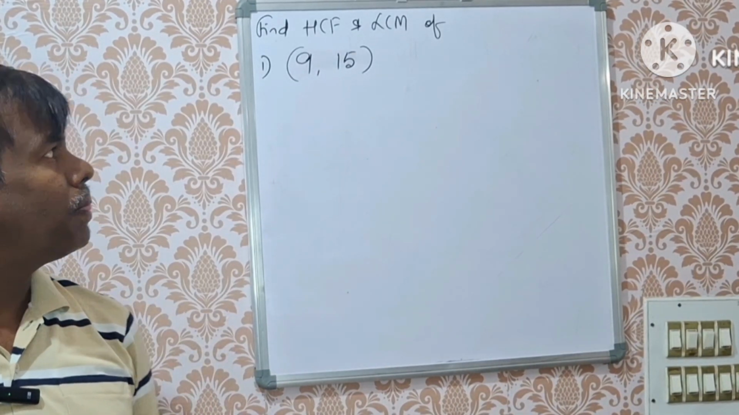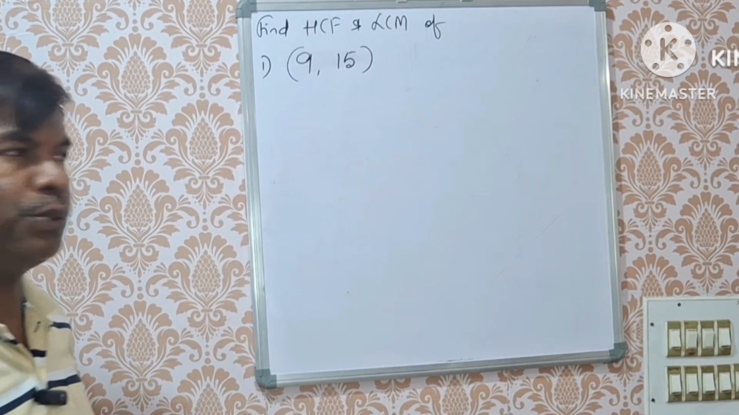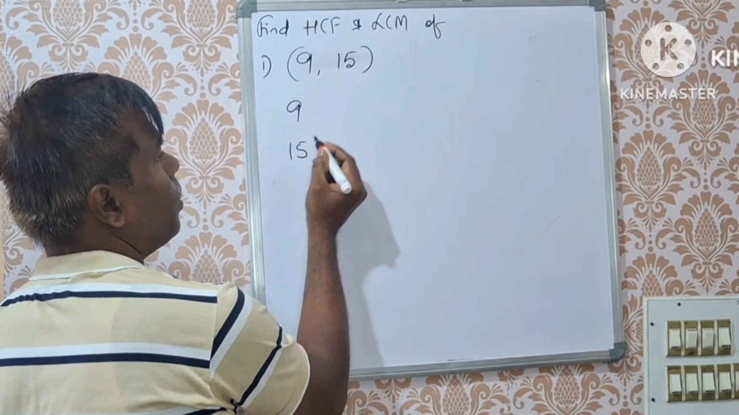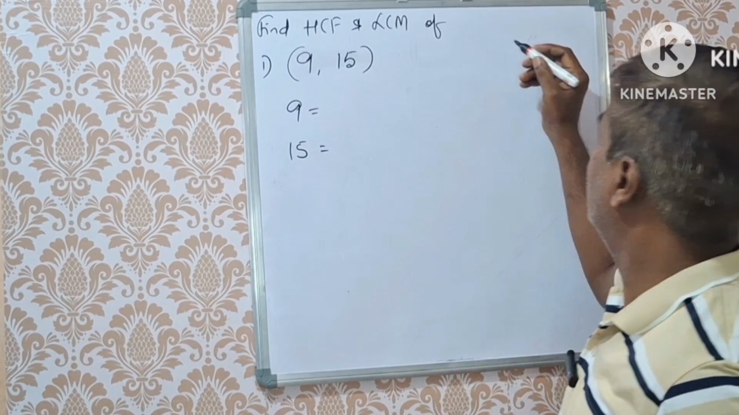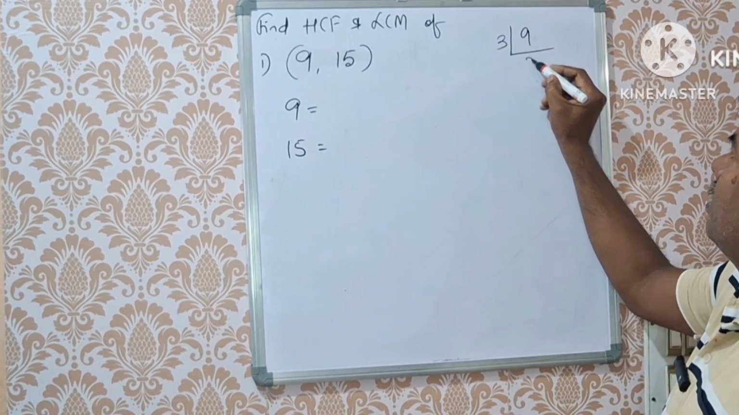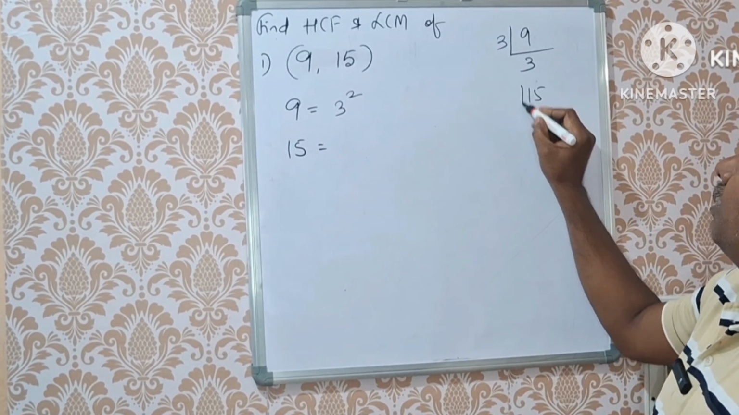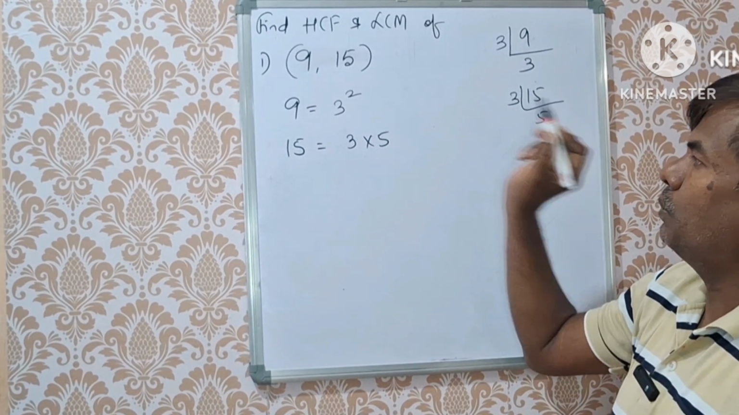One more problem. Find the HCF and LCM of 9 and 15. First, what we have to do? We have to express the given numbers as a product of prime factors. How to express as a product of prime factors? 9 divided by the least prime number 3. 3 times 3 is 9. So 9 is 3 square. 15 divided by the least prime number 3 gives 5, so 15 is 3 into 5.